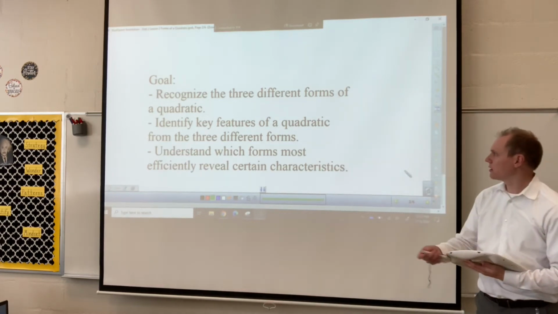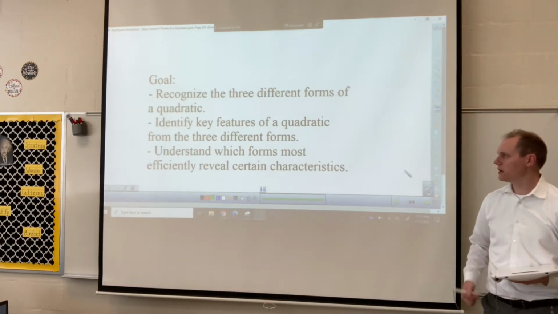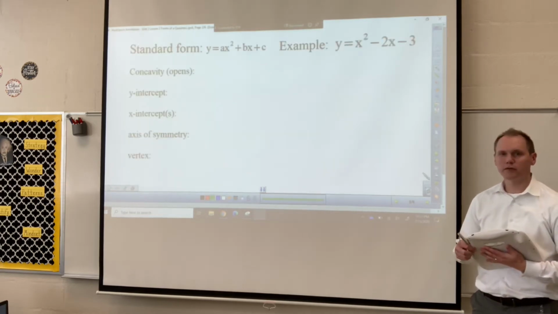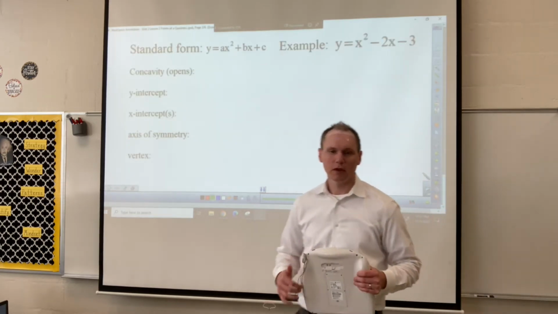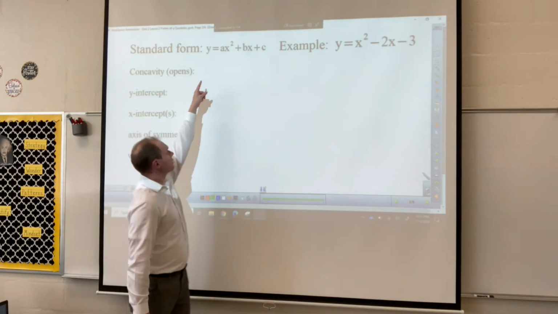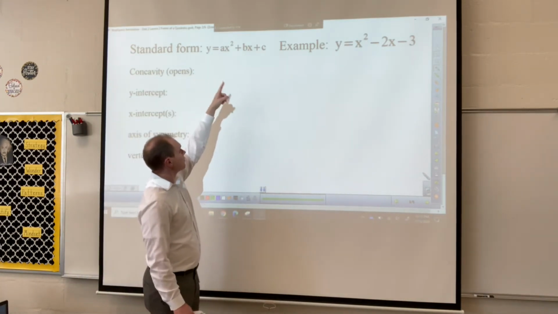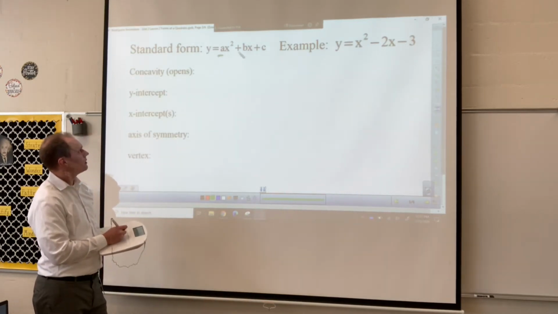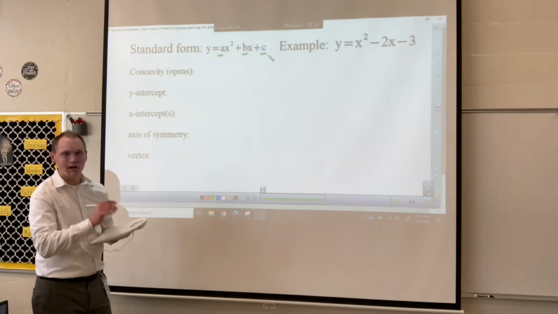So that's our overview of our lesson for today. Let's go ahead and look at our first form, which is standard form. Standard form is the same form that we looked at last lesson, where it's in this general form. Now, keep in mind, A, B, and C are just numbers.